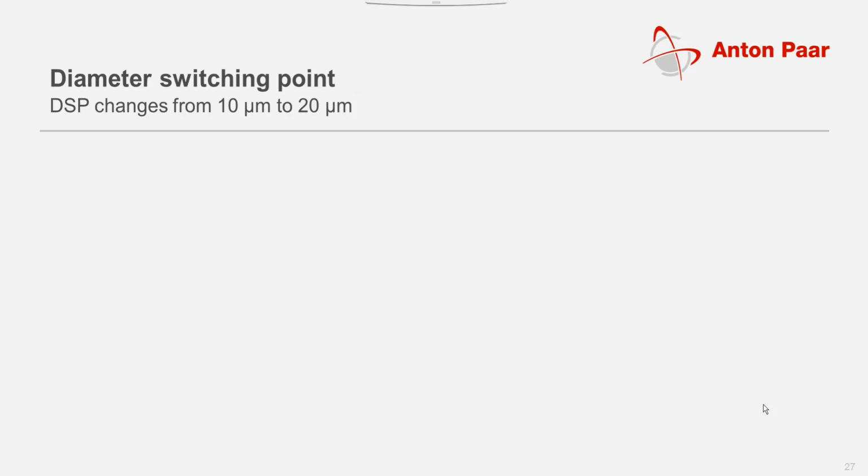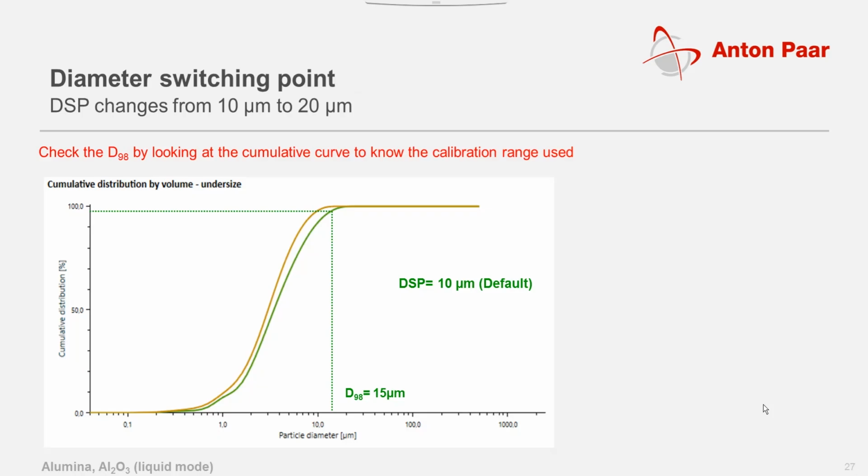The software won't tell you if you're measuring a range 1 or range 2. Therefore, you have to check the D98 on the cumulative curve. Default value for diameter switching point is 10 micrometer. As you can see in the cumulative distribution displayed in green, the D98 is actually bigger than the diameter switching point, so than 10. This means that the calibration for range 2 has been chosen by the algorithm.